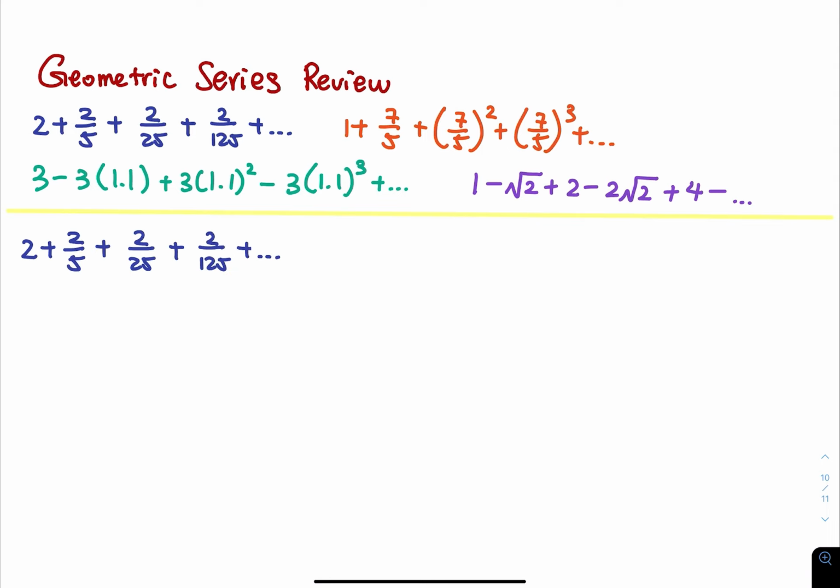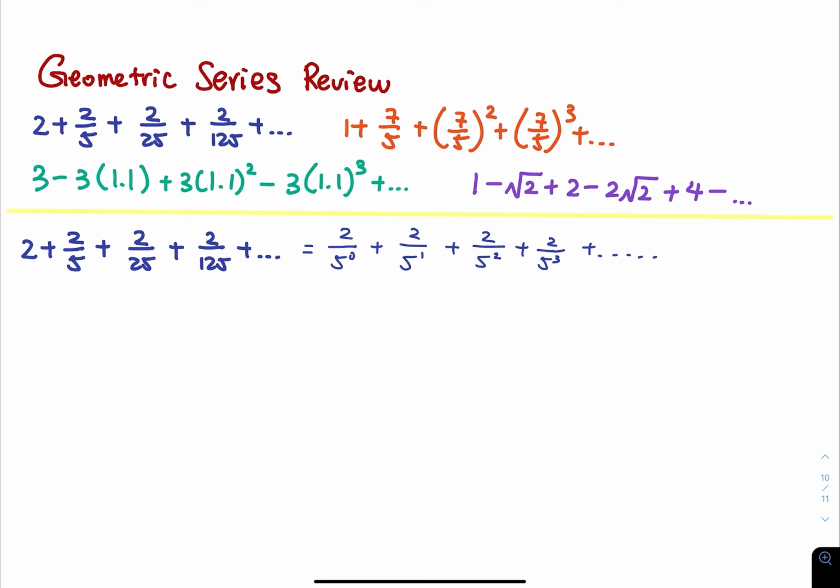So this one I would like to do a rewrite first. Do you see that this is a 5, a 25 and then a 125? So this is like 5 to the first power. The 25 is 5 to the second power. The 125 is 5 to the third power. So I will just do 2 divided by 5 to the 0 plus 2 divided by 5 to the first plus 2 divided by 5 to the second plus 2 divided by 5 to the third, things like that. And then I will catch the pattern.